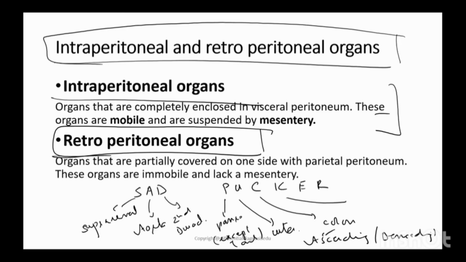K is kidney. E is esophagus, thoracic part, and then R is rectum.